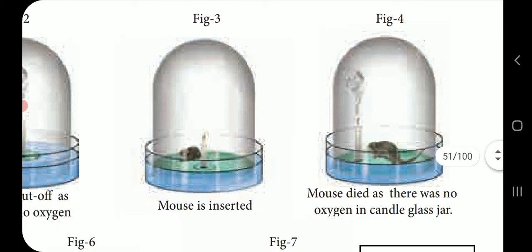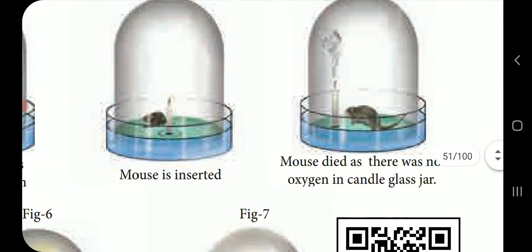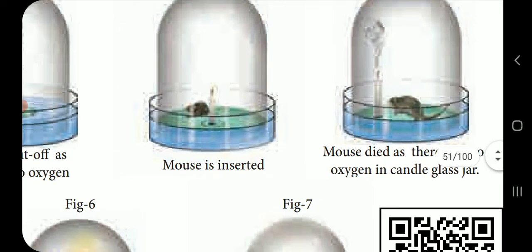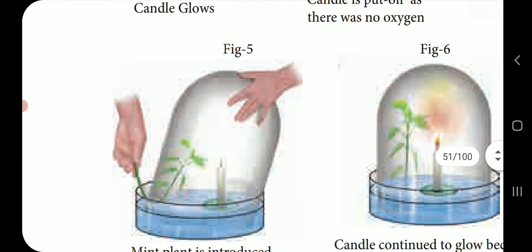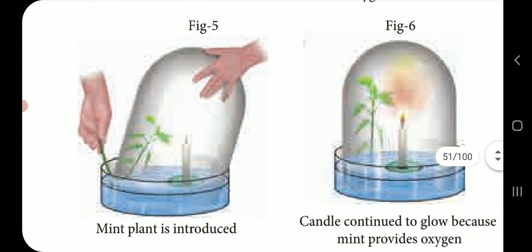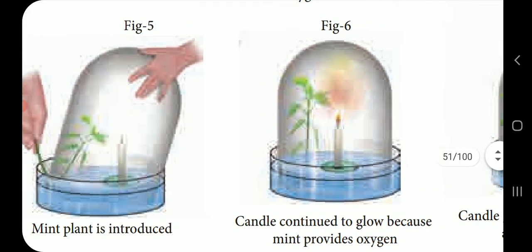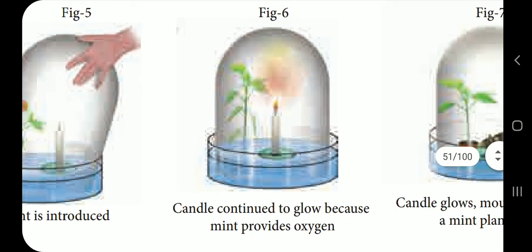Then he placed a mouse. He made the mouse go slowly inside the same jar. What happened is the mouse died as there was no oxygen in the jar. Then finally, in the same jar, he placed a mint plant. Now the candle continued to glow because the mint plant produces oxygen.